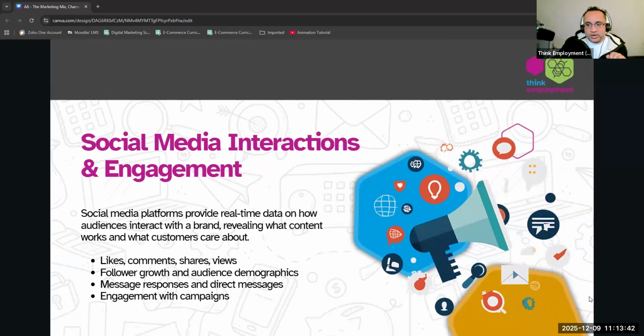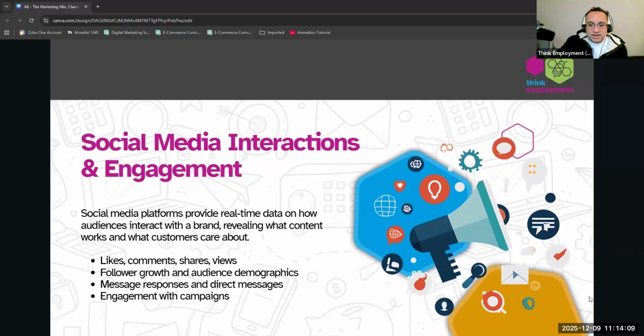Secondly, social media interactions. When someone comments, likes, shares, or saves your post, that's digital information. It's helping you to understand which content works, which ones they're actually engaging with the most. So if a post gets no engagement, it tells you something, doesn't it? It tells you that there's no interest. Why would you create similar posts again? You wouldn't. You'd create something that works.